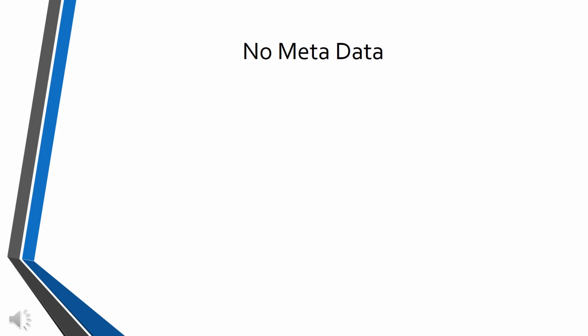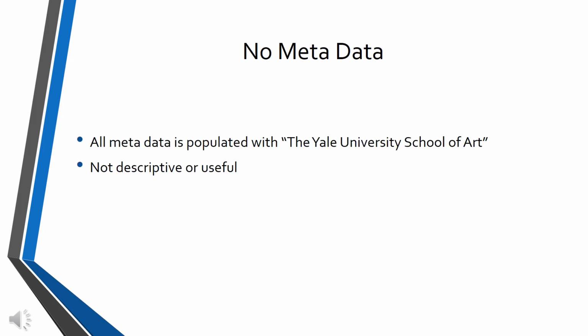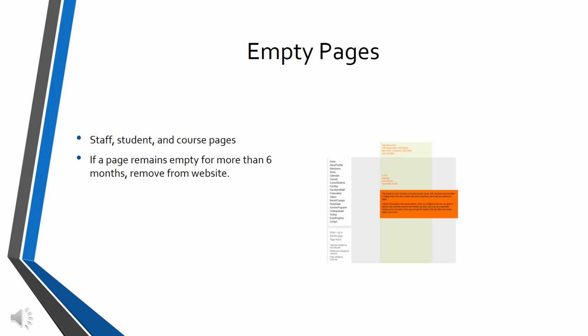Metadata is really important for search engine optimization. When potential students or customers are looking for an art school to attend, we want to make sure the search engine puts the Yale School of Art at the top of the list. We suggest adding metadata to every page to make sure users can always find what they're looking for.